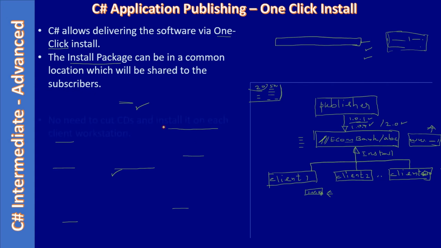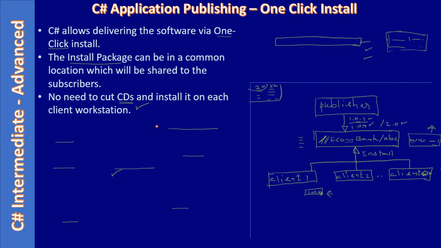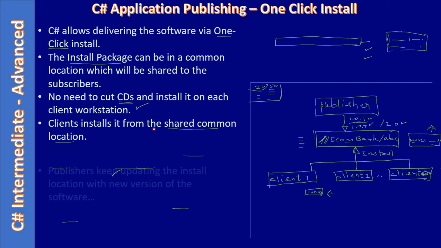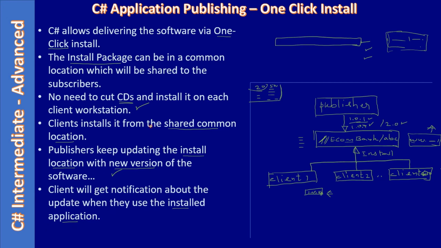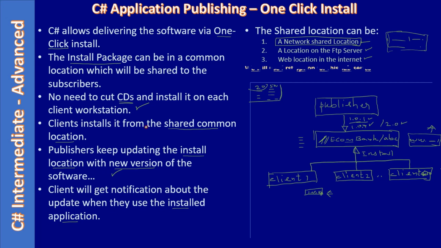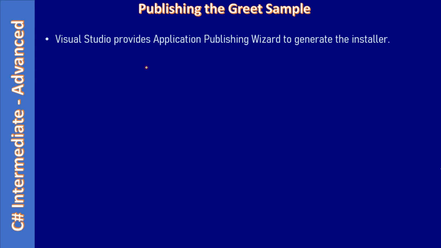In the last video, we learned about the basics of OneClick install. That's the slide you are viewing now. So Visual Studio provides an application publishing wizard to generate the installer. This publishing wizard is available from 2005 and you can still invoke it the same way even in Visual Studio 2019.